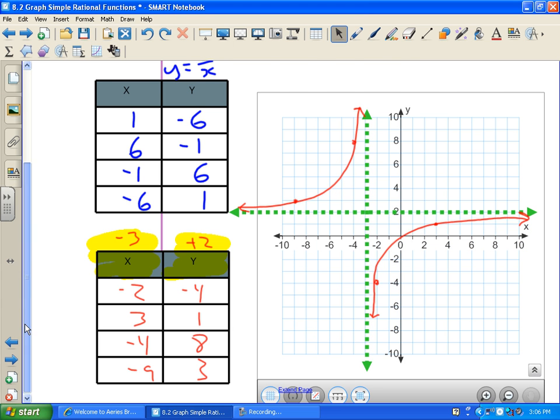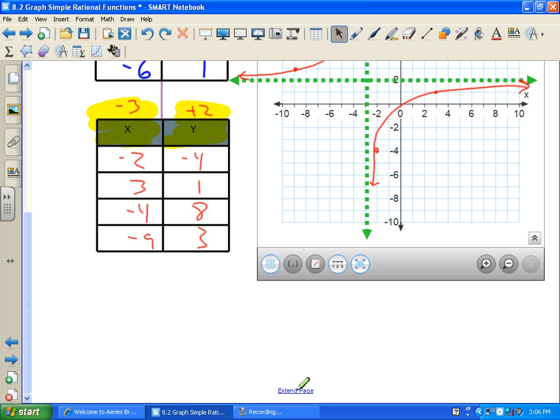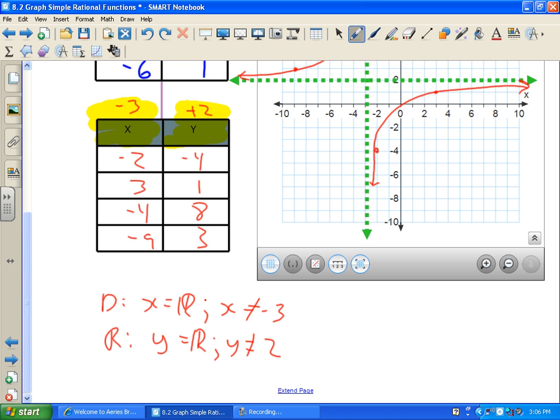Domain and range here. Play doctor. And x can be anything in the world except for x cannot equal -3. And range y can equal anything in the world except y is not allowed to equal +2. Domain and range connect to the graph.